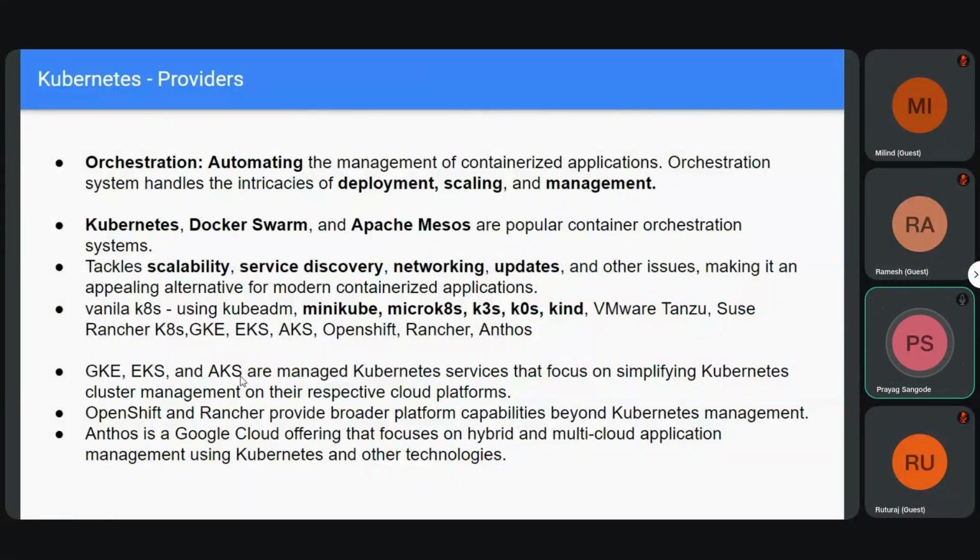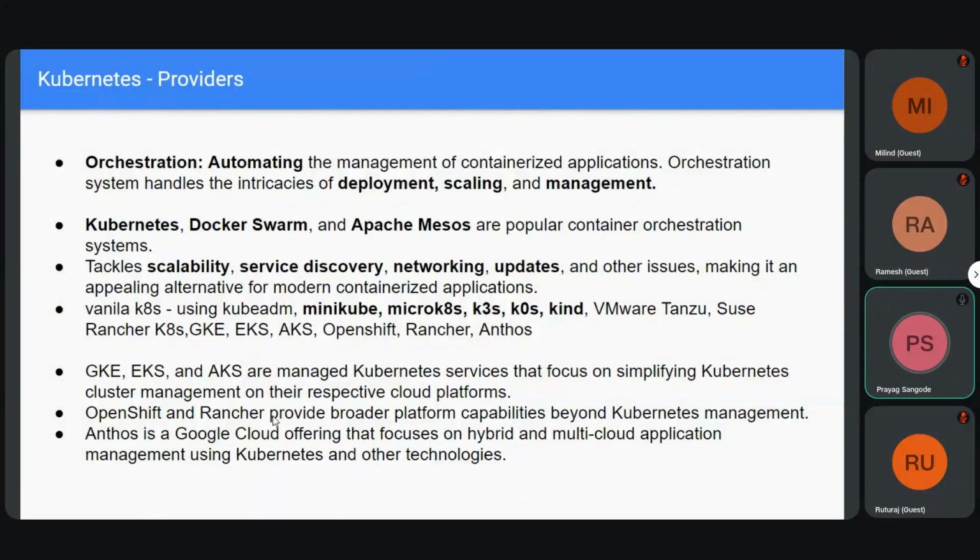Managed Kubernetes services means most of the installation and infra part is handled by the cloud provider. We just need to deploy our applications. And OpenShift and Rancher, these are on-prem service providers or hybrid cloud providers for Kubernetes, used for multi-cluster deployments.